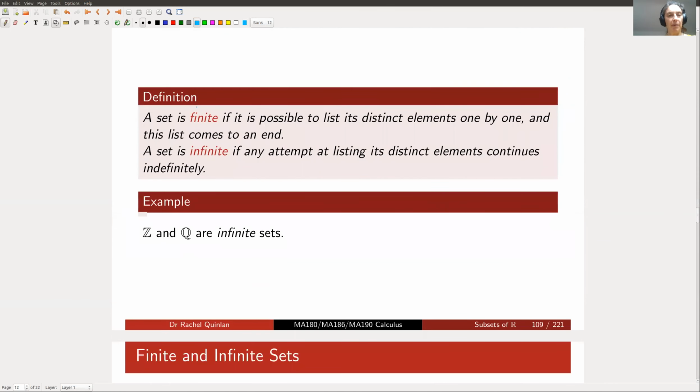Okay, so third example, the set of integers, of course, is an infinite set. If you start listing off all the integers, you are not going to reach a conclusion. That process will be an indefinite process. Same for the set of rational numbers. And since the set of rational numbers includes the integers, we already know that it's infinite, because a finite set can't contain an infinite set as a subset.